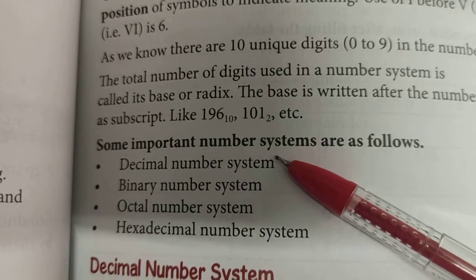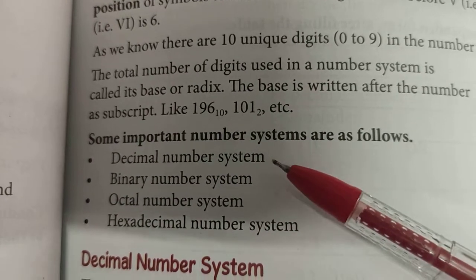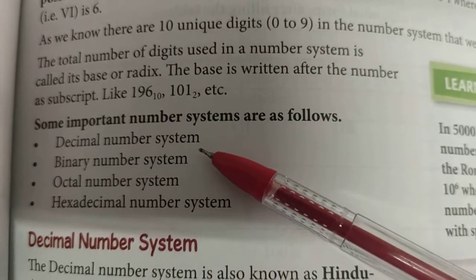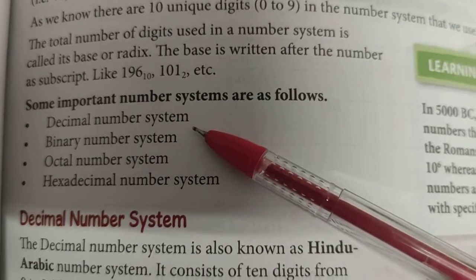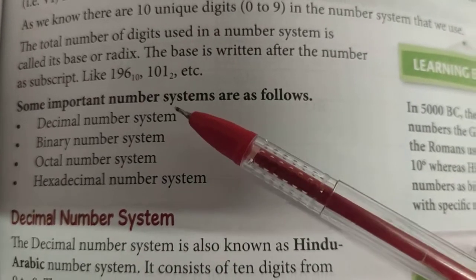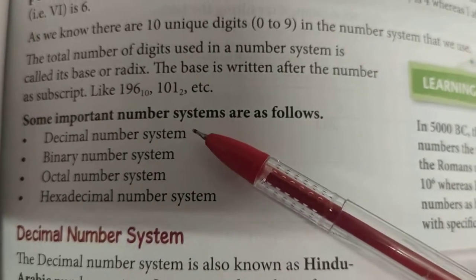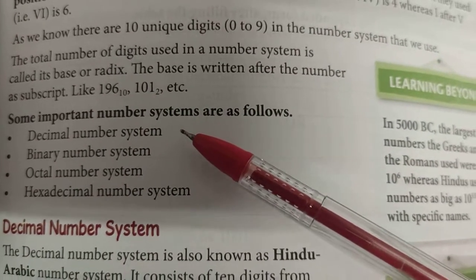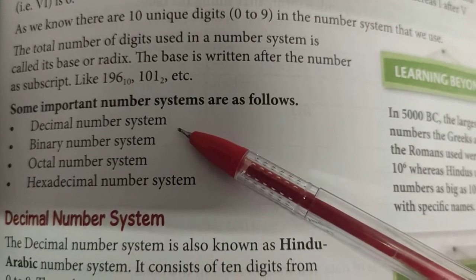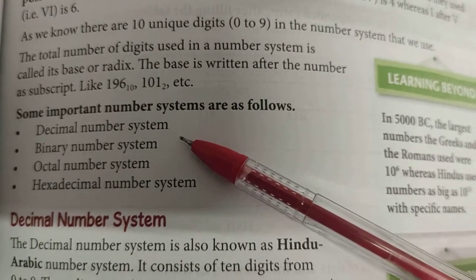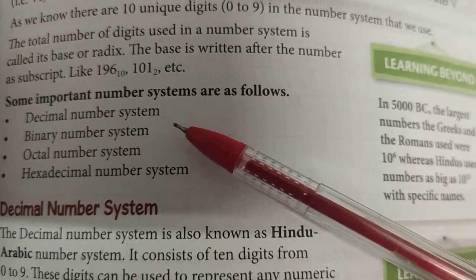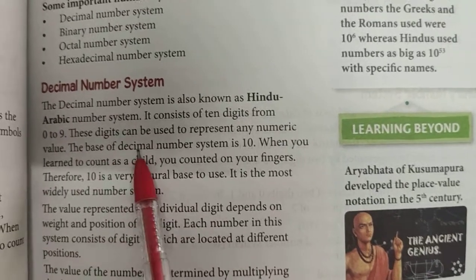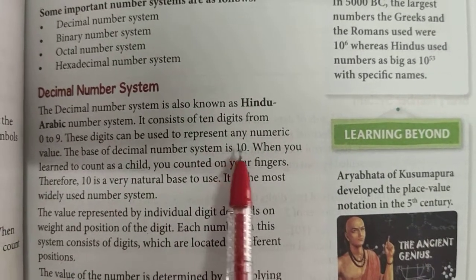The decimal number system is known as the Hindu-Arabic number system. This number system consists of digits from 0 to 9, not 1 to 10, only from 0 to 9. So the numeric value of this number system is represented by the base known as 10. Here it is clearly written, the base value of decimal number system is 10.